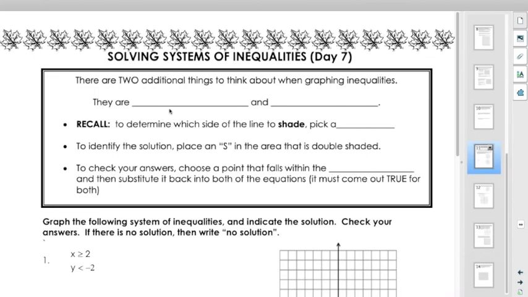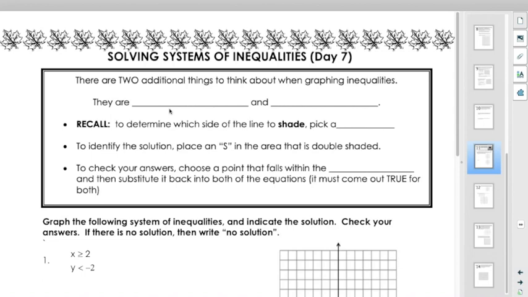Here we're doing day 7, solving systems of inequalities. And we have done the majority of this packet now. And as you've seen, it's just all systems of equations, okay? So we're taking it one step at a time.